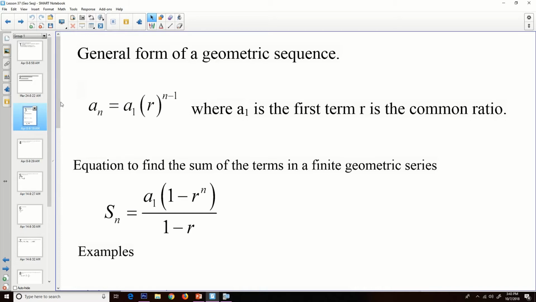So let's talk about some equations and formulas that you're going to have to know. First, a sub n equals a sub 1 times r to the n minus 1, where a sub 1 is the first term and r is the common ratio. That is the explicit form of a geometric sequence. And then to find the partial sum of the first n terms in a finite geometric series, you're going to say s sub n is the first term, a sub 1, times the quantity 1 minus the common ratio to the nth power all over 1 minus the common ratio again.